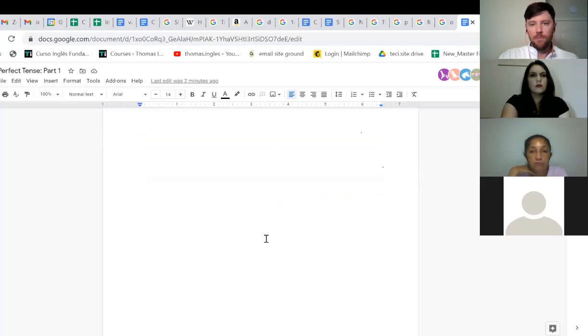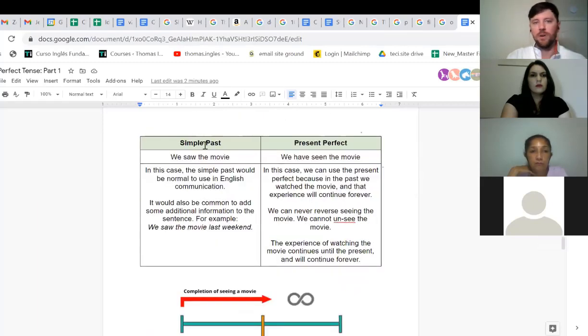So let's talk a little bit more about that. Let's go down here. So here's a description. We saw the movie. We have seen the movie. So the simple past is here in the column on the left, and then present perfect is here. So in this part, the simple past would be completely normal to use. I put a little note here, it would also be common to add a little more information. So we saw the movie last weekend. It's not necessary. You can say we saw the movie, and that's correct. So that's the simple past.